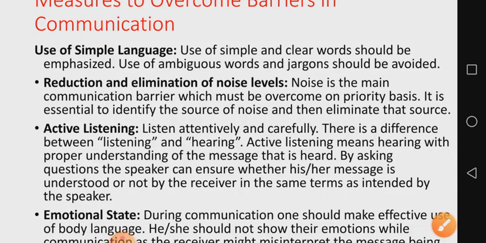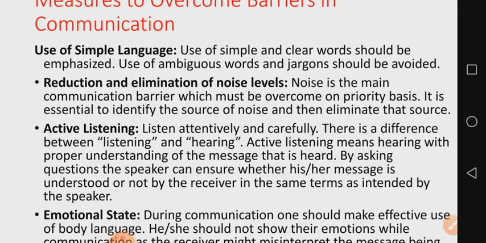Second, reduction and elimination of noise levels. We discussed the physical barrier. Physical barriers mean all external factors that may affect the communication. It may be a physical barrier, it may be noise. So noise will affect your communication very badly.